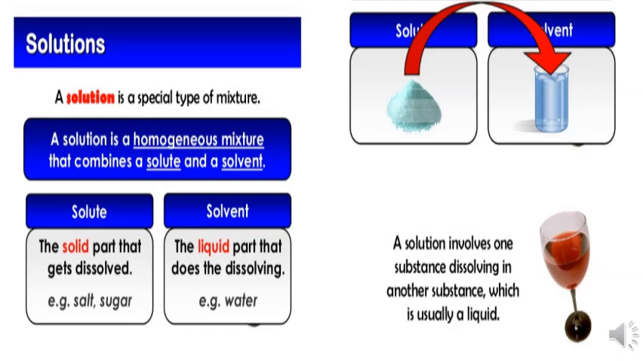Solution: a solution is formed when a solid dissolves in a liquid or when a liquid dissolves in another liquid. A solution is a special type of mixture. A solution is a homogeneous mixture that combines a solute and a solvent. And let's understand which part is solute and which part is solvent.